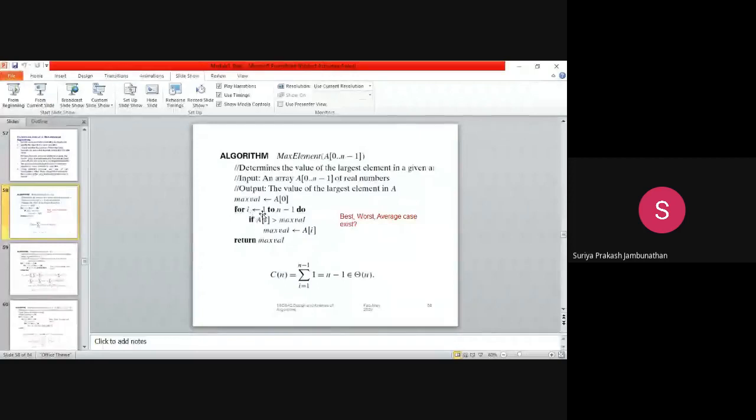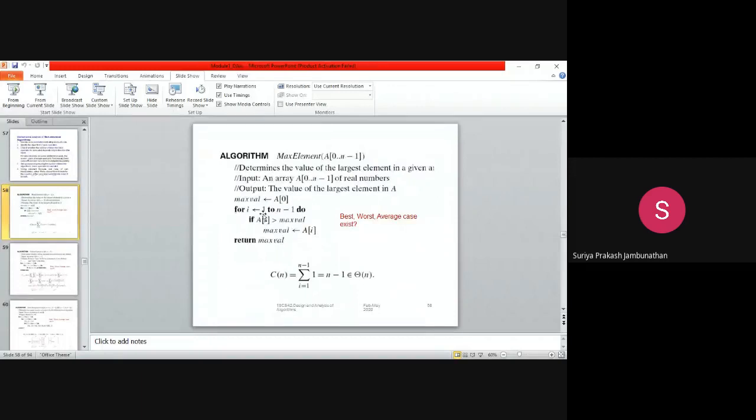Again the for loop will iterate. Now i becomes 3. So A of 3 greater than max val. What is the value in A of 3? 20. A of 3 is 20. 20 greater than max val. What is the current max val value? 15. So 20 is greater than 15. Very good. So here A of 3 will be stored in max val. A of 3 value is 20, so 20 will be stored in max val.